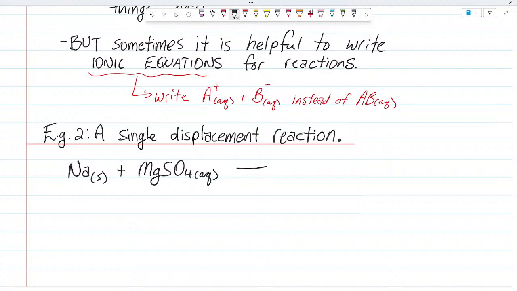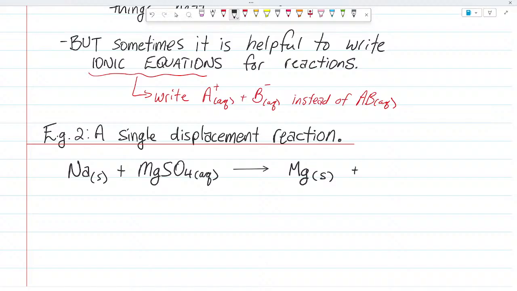And this is straight out of our single displacement reaction lab, right? We took a solid metal and we put it in an aqueous ionic compound, right? What's going to happen in this reaction? Good. So on this side, what will we have? So magnesium by itself, it'll be a solid, right?